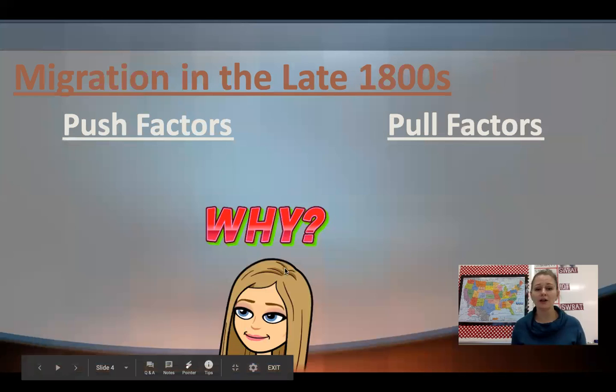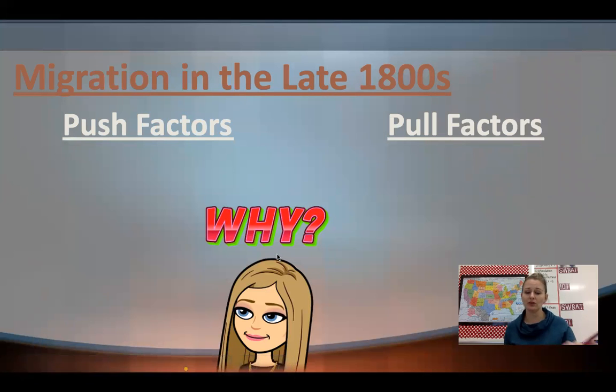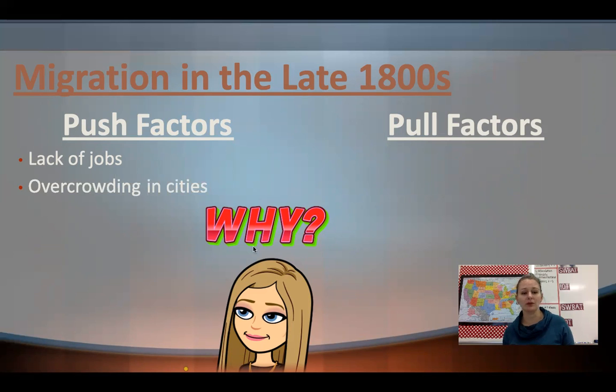So let's talk about migration specifically in the late 1800s, what the push factors were for the people and what the pull factors were. Why did they decide to move out west? Those push factors were that there was a lack of jobs with so much immigration happening, which we will get to later in this unit. There's more and more people living, especially on the East Coast, and so there's a lack of jobs available. So people are starting to move out west to find opportunity.